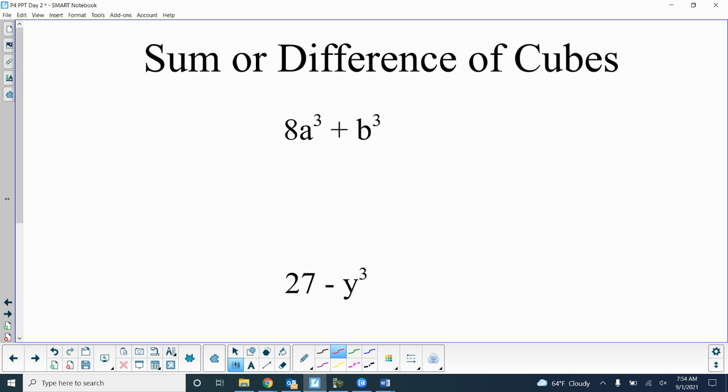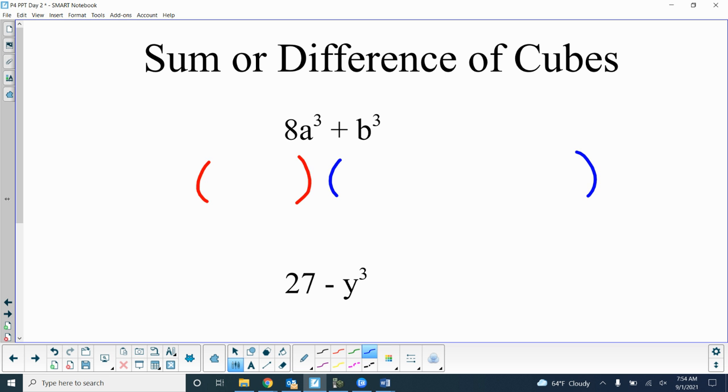So we do have a cube. Both of these are perfect cubes, and this can be addition or subtraction. It doesn't matter. Remember, for difference of squares, it has to be subtraction, right? But for cubes, it can be addition or subtraction. Now, when you do one of these, you have 2 sets of parentheses, okay? One set will hold 2 terms, a binomial, and the other set will hold 3 terms, a trinomial, okay?